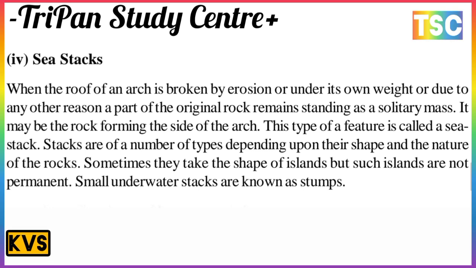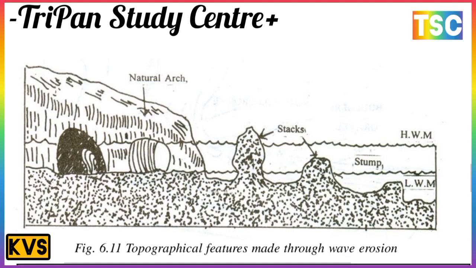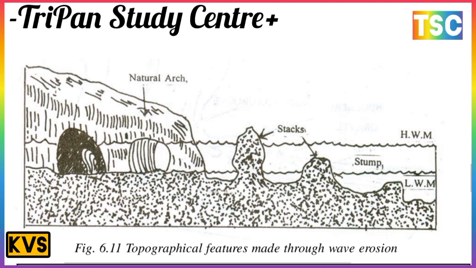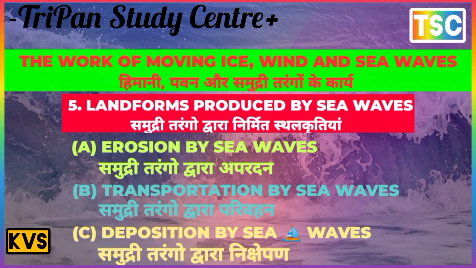A small underwater stack is known as a stump. Here the diagram shows the topographical features made through wave erosion. Here we see the stacks, stumps, the wave, and the natural arch. This is the important diagram here. The next topic is transportation by sea waves.